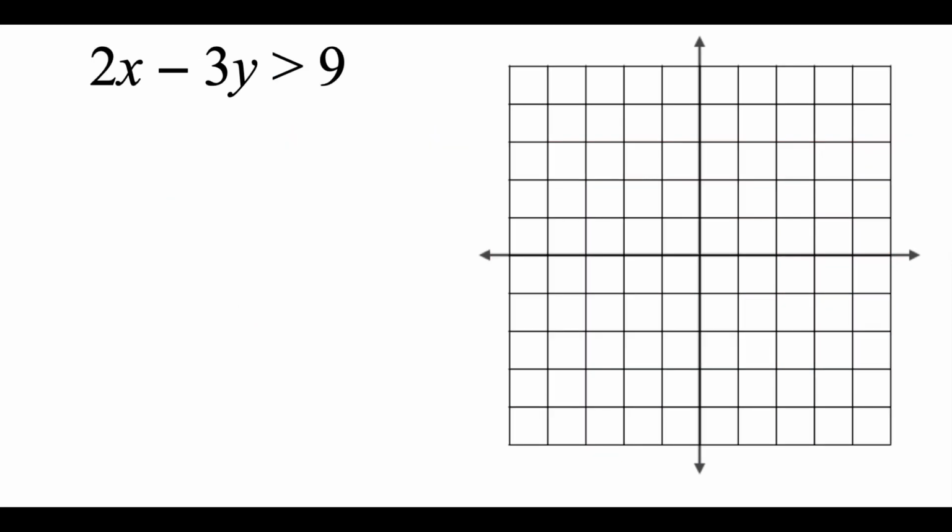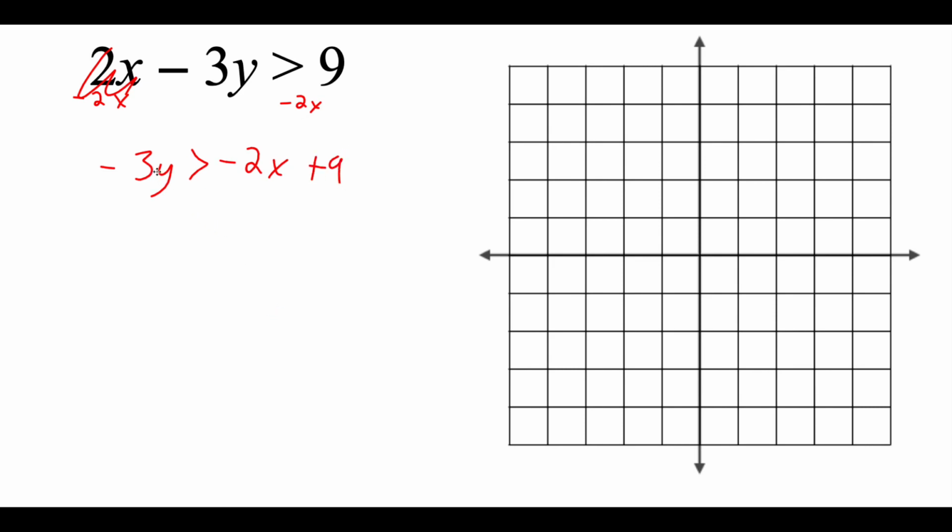In this example, we've got 2x minus 3y is greater than 9. Step number 1 says that we want to get this to look sort of like y equals mx plus b. So the first thing that I notice is that we've got that 2x on the left-hand side, and we need our x to be on the right-hand side. Because it's a positive 2x, in order to move that over to the other side, we're going to have to subtract 2x from each side. So that's going to leave us with negative 3y is greater than negative 2x plus 9.